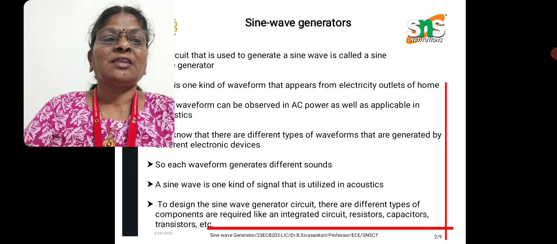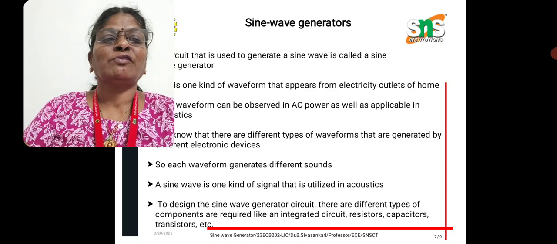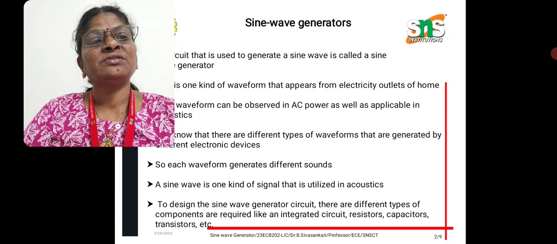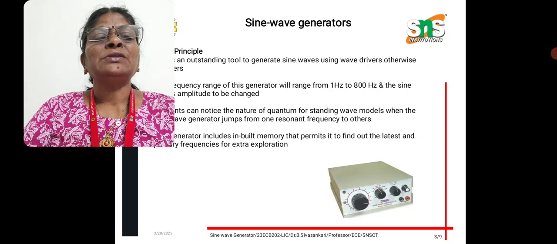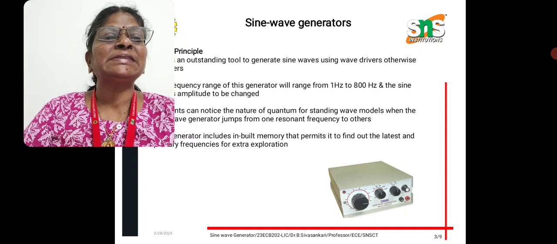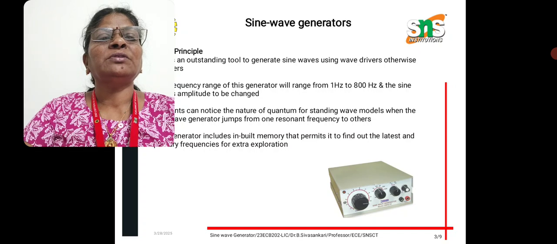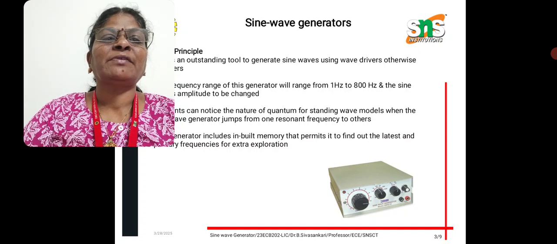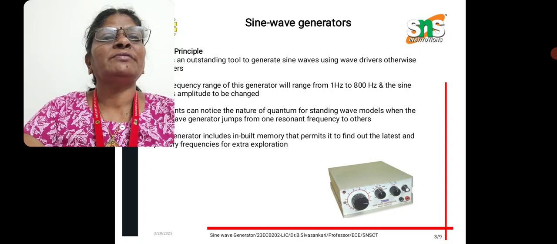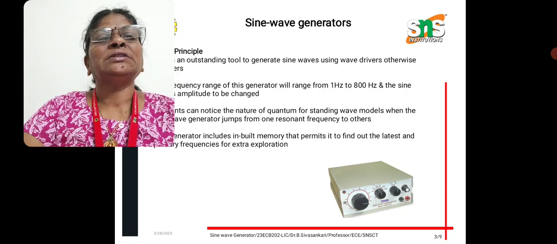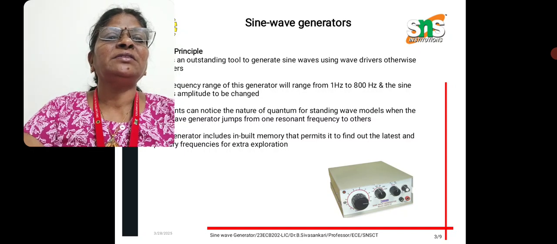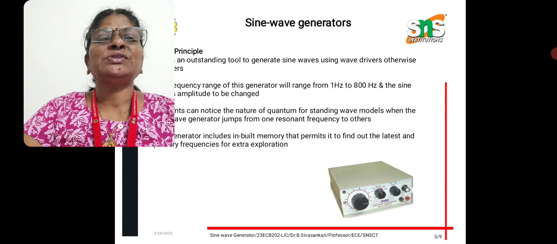A sine wave is one kind of signal that is utilized in acoustics. To design the sine wave generator circuit, different types of components are required, like an integrated circuit, resistors, capacitors, transistors, etc. See, this is the symbol of sine. The product shown in the image is a sine wave generator. It's an outstanding tool to generate a sine wave. The frequency range of this generator is from 1 Hz to 800 Hz, and the sine wave amplitude can be changed.